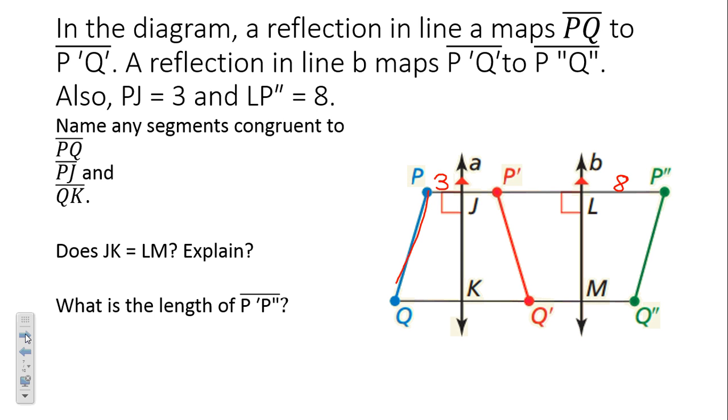P prime, Q prime, I agree. Those are congruent. Good. Easy, right? Okay. How about PJ? What's going to be congruent to PJ? Here's the distance between P and J. The distance between P and J, P prime and J.